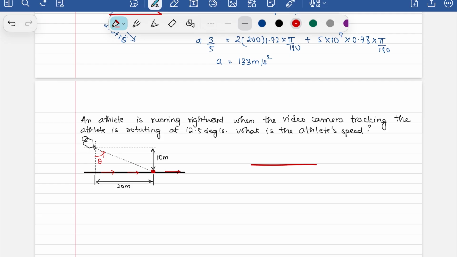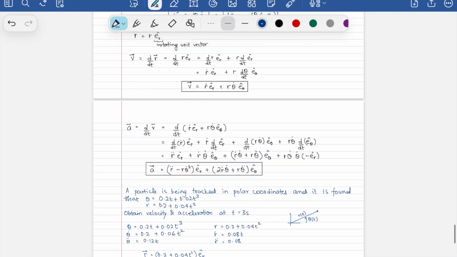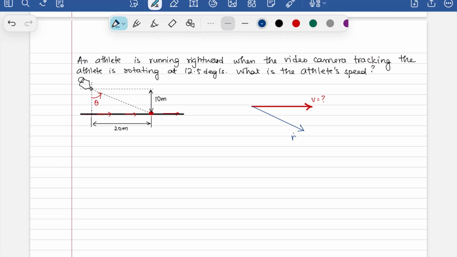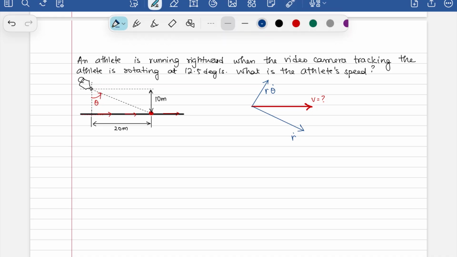You have the velocity being rightward, again unknown. You have a component that's radially outward, that is in this direction, right? And that component radially outward is r dot, er hat. And then you have a component that is in the transverse direction, that's given by r theta dot. Why is it in this direction? That's because that is the direction of increasing theta.